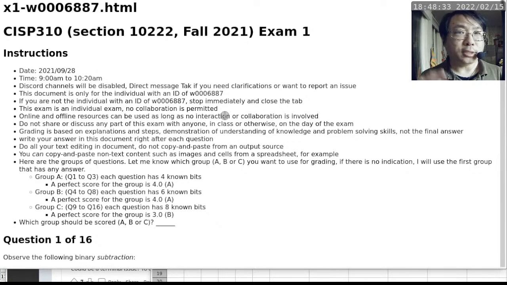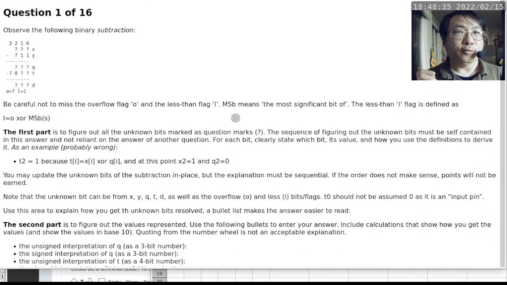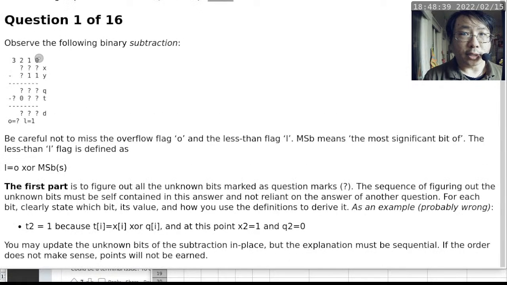You can read the rest at this point. The format of the question is like this. Let me zoom in because the font is a little small. All the question marks represent something that is unknown, and then we spell out the ones that are known. This is the L flag in lowercase, and this is the O flag in lowercase. So now we have a bunch of flags, a bunch of bits that are unknown.